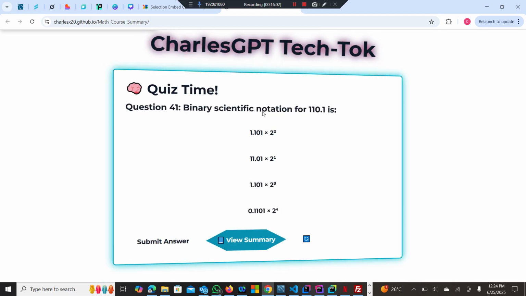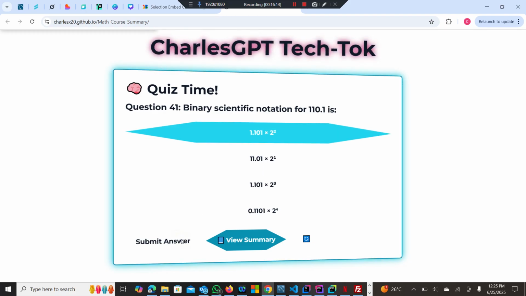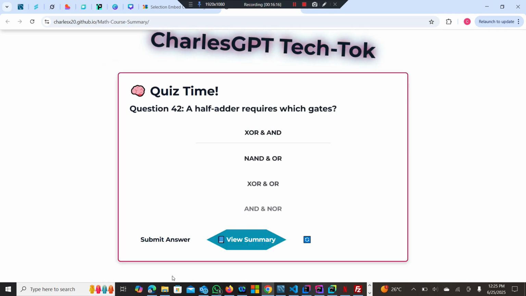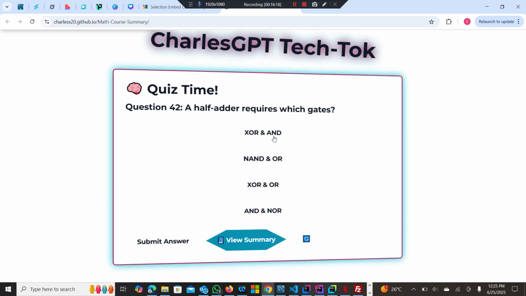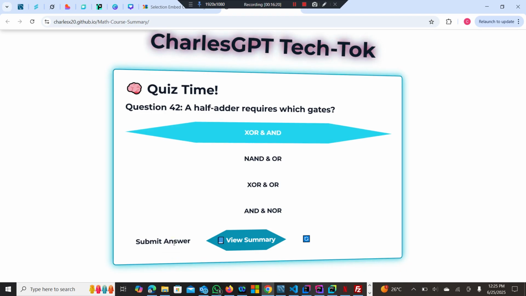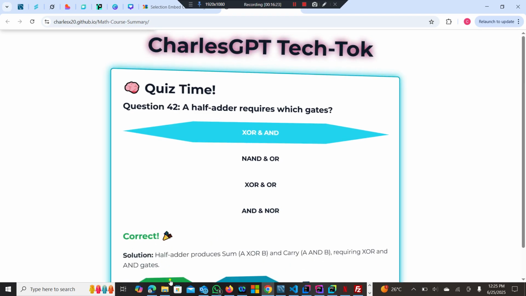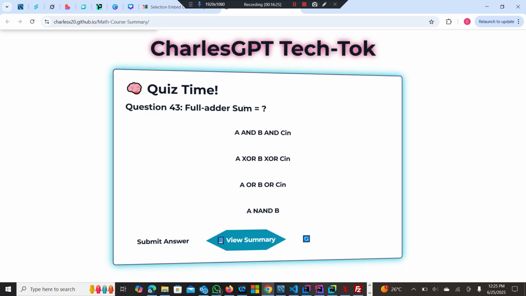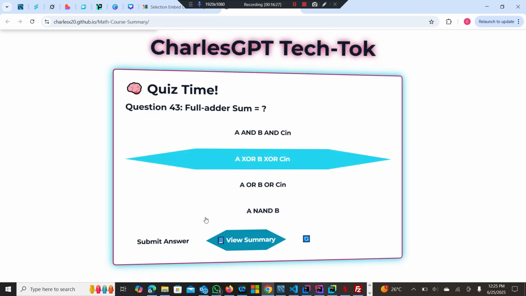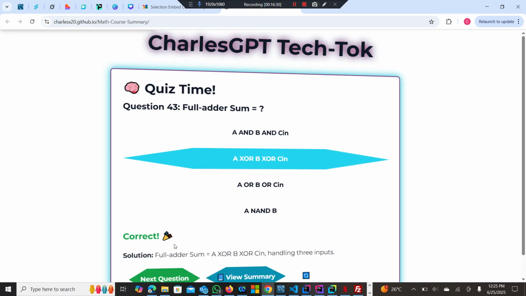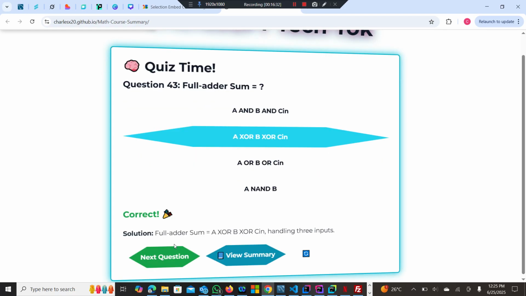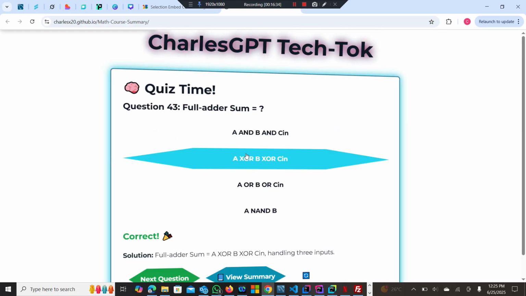Binary scientific notation for this is equals, you count 1, 2, you count 1, 2. So it's now this. Next, a half adder requires which gates? XOR and, sorry, it's yeah. Next, full adder sum is XOR, exclusive OR, I'm calling it XOR. I don't know why it's part of me though. So exclusive OR is what it's called.